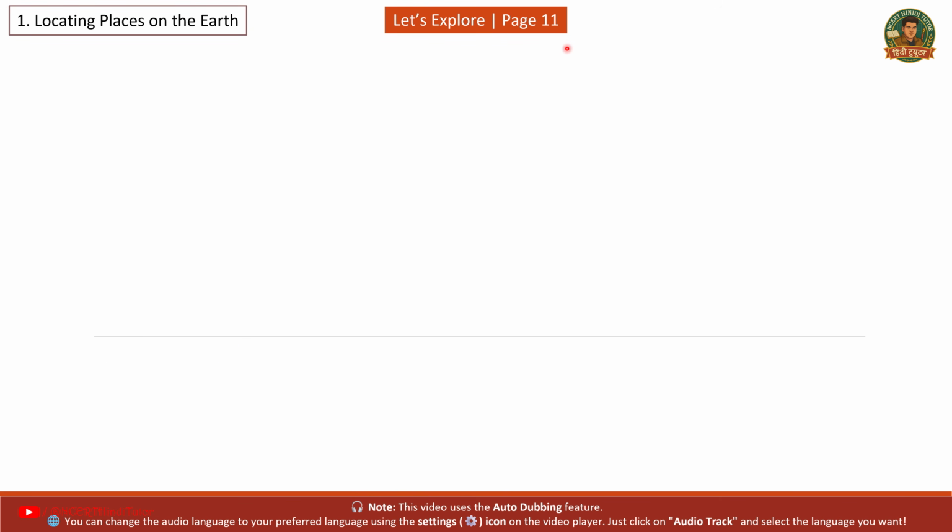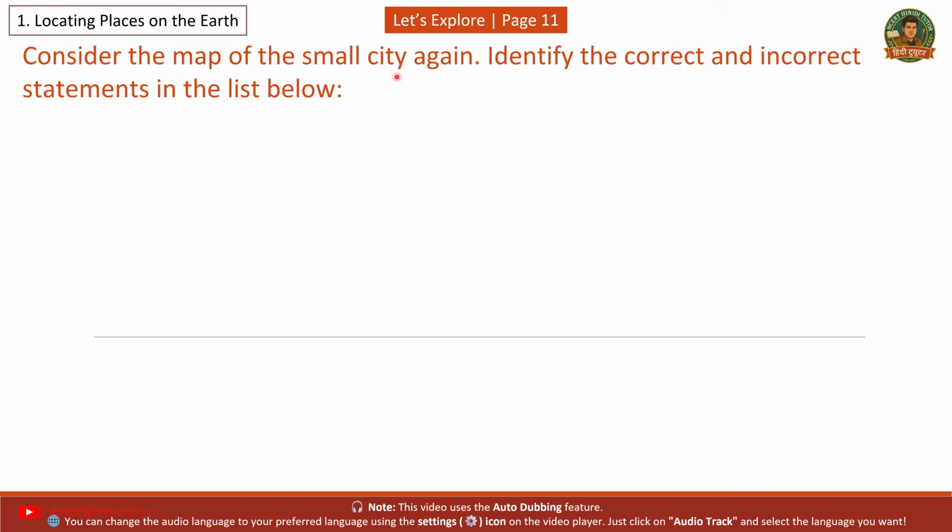Let's explore page 11. Consider the map of the small city again. Identify the correct and incorrect statements in the list below.